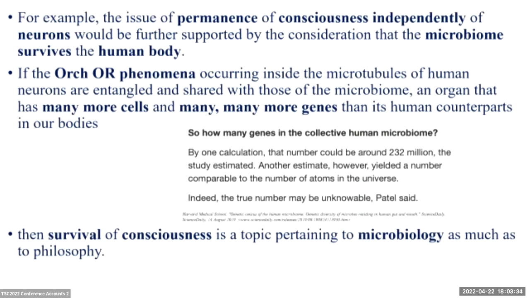When we die, the microbes actually thrive. So if the consciousness has become entangled, this could explain a number of things. Because if the Orch OR phenomena occurring inside the microtubules of human neurons are indeed entangled and shared with those of the microbiome, we should remember that the microbiome is an organ that has 10 times more cells than our human cells. But when we talk about genes, we are made of 22,000 genes.